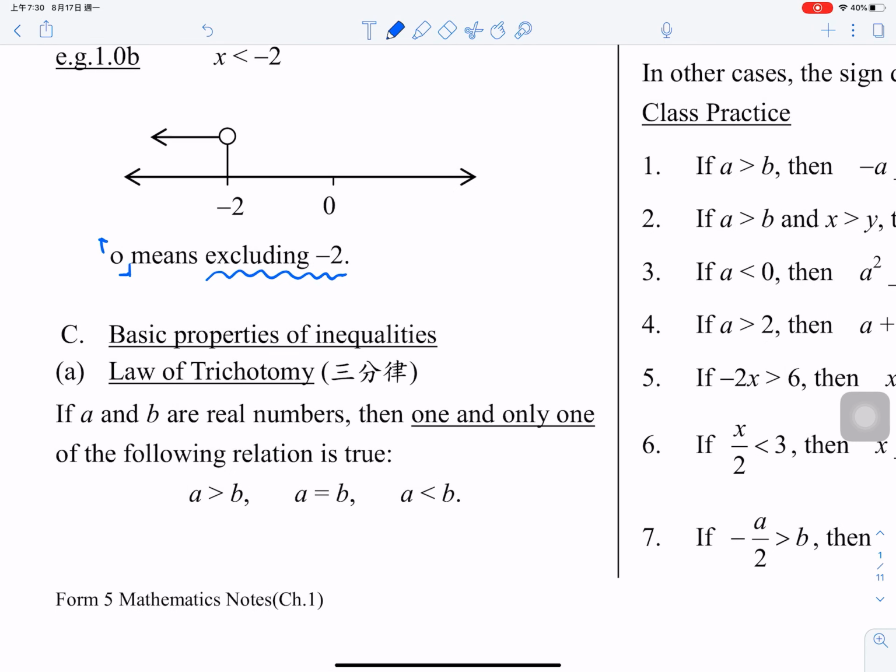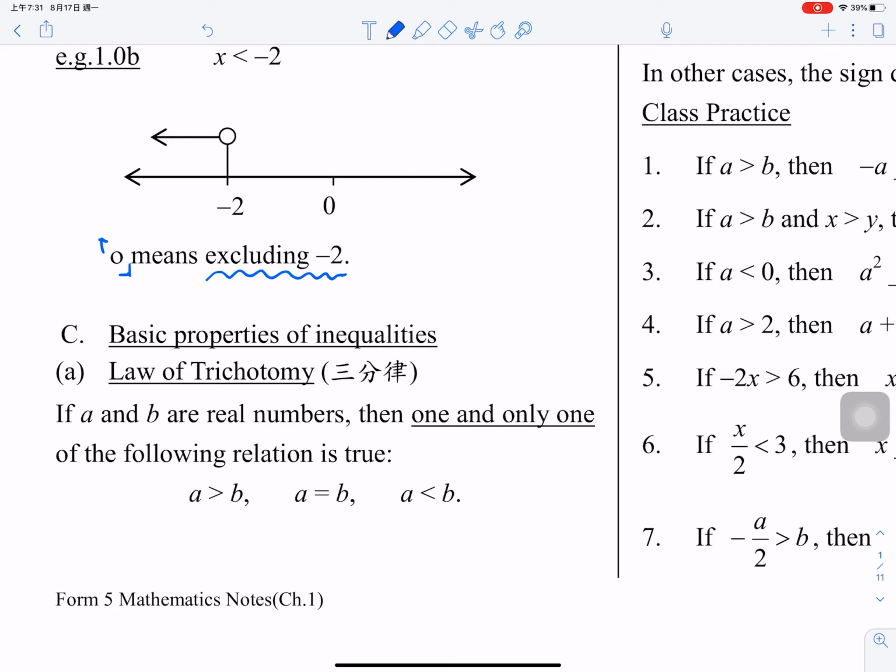C, basic properties of inequalities. The first one is about the law of trichotomy, okay? If A and B are real numbers, then one and only one of the following relations is true: A greater than B, or A equals B, or A smaller than B. Whatever the values of A and B, if A, B are real values, then one of these is true. Either one of them, okay?